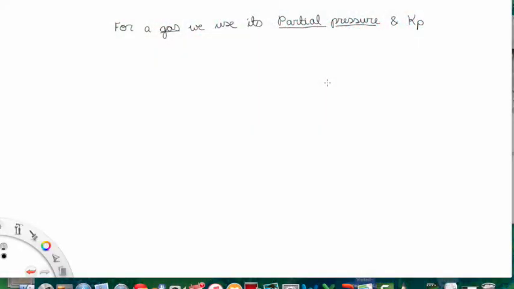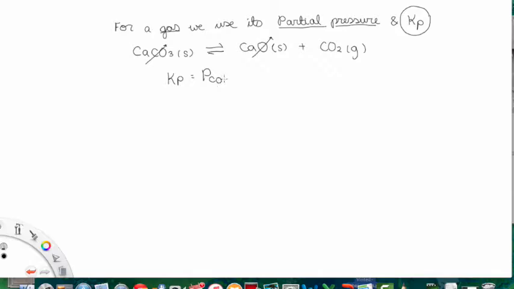So when we talk about a gas, we use its partial pressure and this equilibrium constant that is denoted by Kp instead of Kc. As an example, let's do calcium carbonate, which is a solid, going to calcium oxide, which is also a solid, and carbon dioxide, which is a gas. As we said before, these solids are not going to be involved in the equilibrium constant equation. So the Kp in this scenario is going to end up being the partial pressure of carbon dioxide, because that's the only gas here.